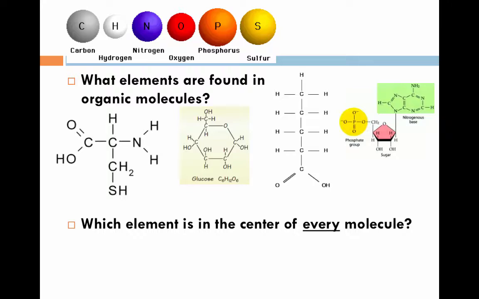Look at the center of every single one of these molecules. What element is found in the center of all the molecules? There's a C all the way around, there's a C in the middle, and then there are more C's around here. The answer is carbon. Carbon is the most important element in living things. It's found in every single organic molecule, therefore it's found in every living organism.